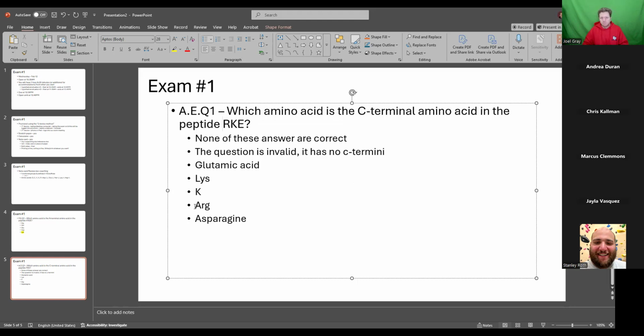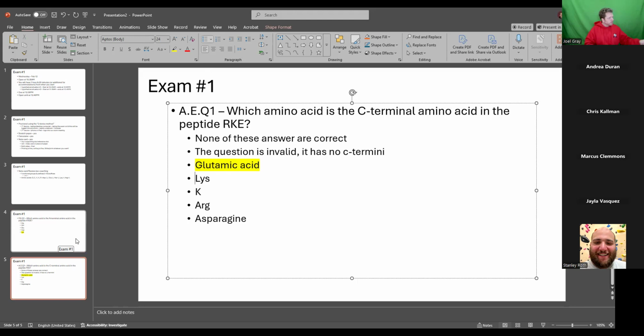And basically, I'd want you to arrive at ARG or glutamic acid. Those are the best two answers because they both align with ends of these peptides. Now, the correct answer is glutamic acid. So that would be the sort of question that I could ask about ends of a polypeptide.